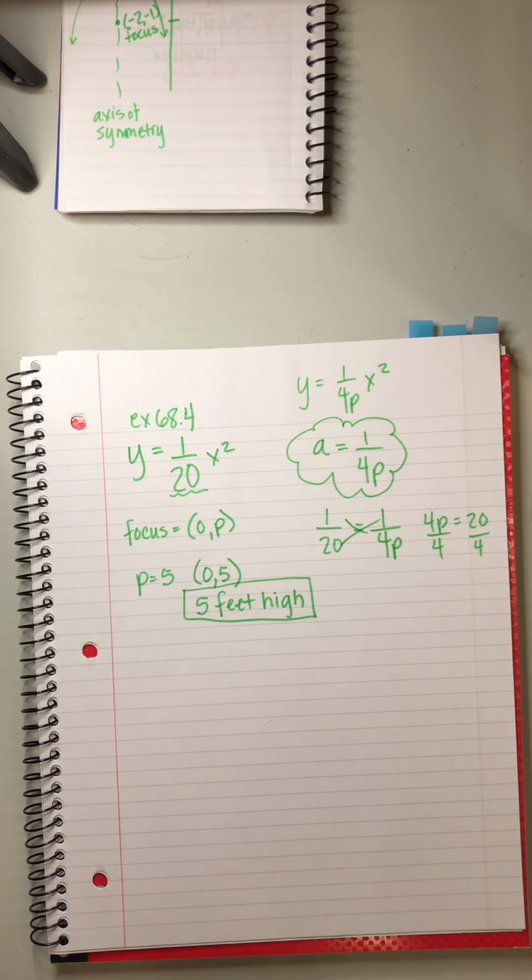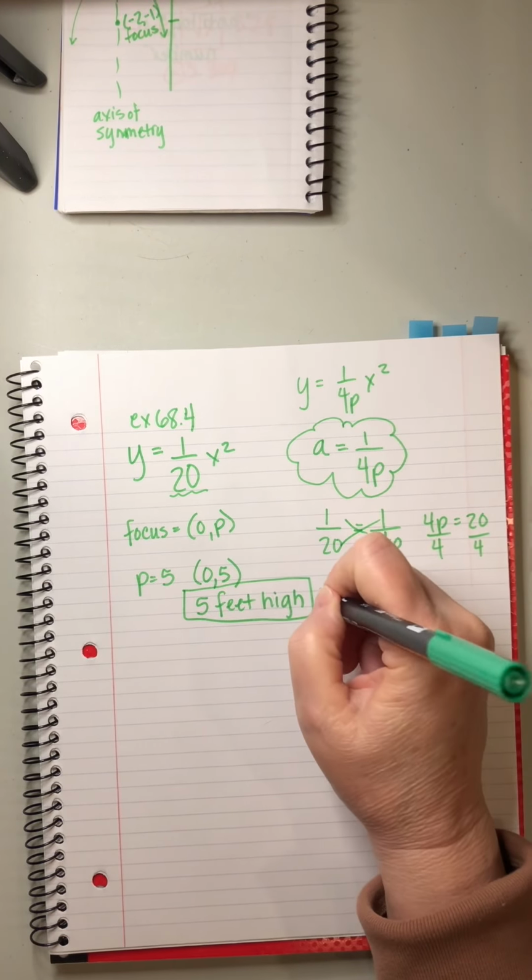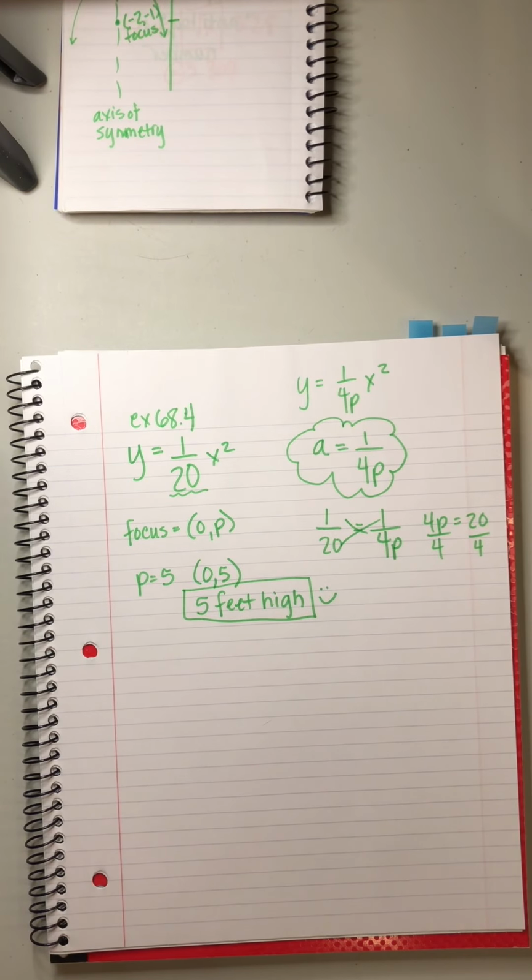So that's the final answer, and that is the end of lesson 68. And now you know all about the locus definition of parabolas that include the focus and the directrix, the line of the directrix.